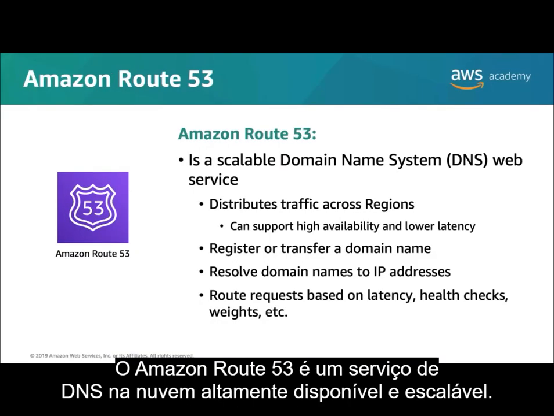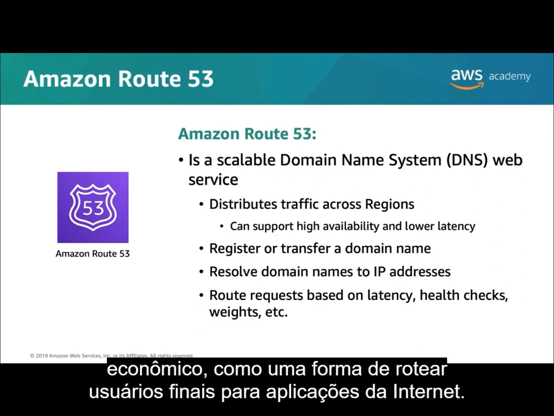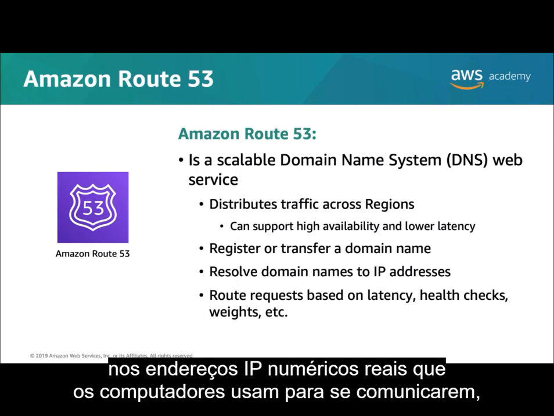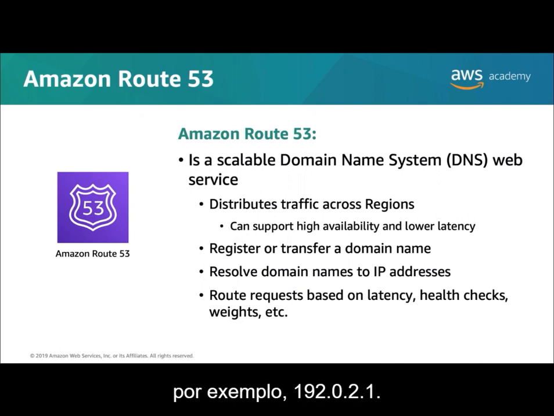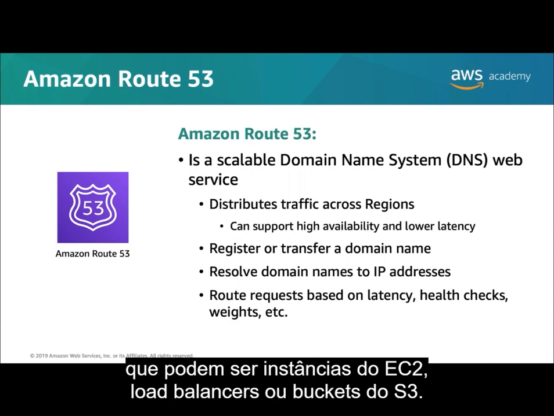Amazon Route 53 is a highly available and scalable cloud DNS service. It's designed to be reliable and cost-effective as a means to route end users to internet applications. In its simplest form, it translates URLs like www.example.com into the actual numeric IP addresses that computers use to talk to each other, for example, 192.0.2.1.